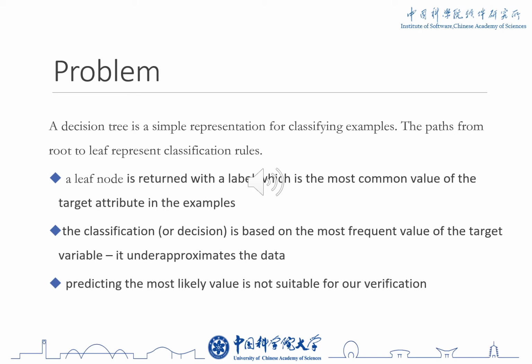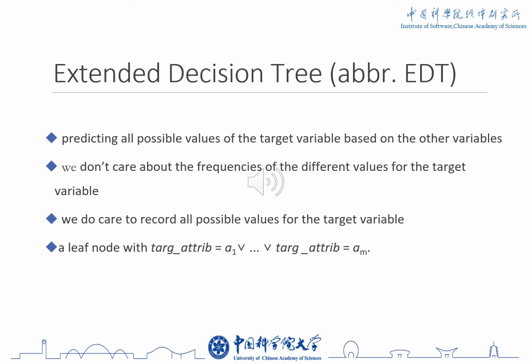Notice that a leaf node is returned with a label which is the most common value of the target attribute in the examples. So the classification is based on the most frequent value of the target variable. It under-approximates the data, and predicting the most likely value is not suitable for our verification. We need to accurately predict all possible values of the target variable based on the other variables. So we label a leaf node with a disjunction of formulas which record all possible values for the target variable.